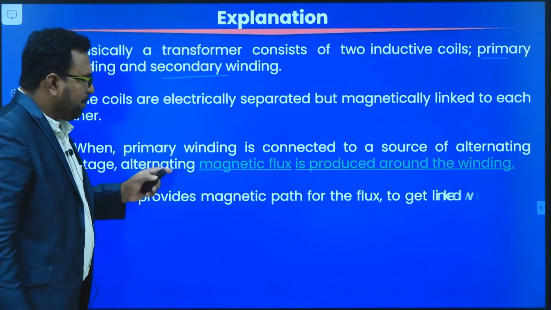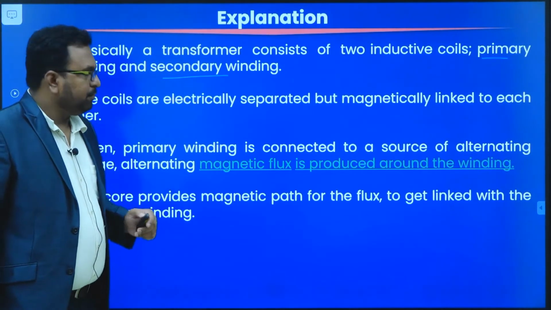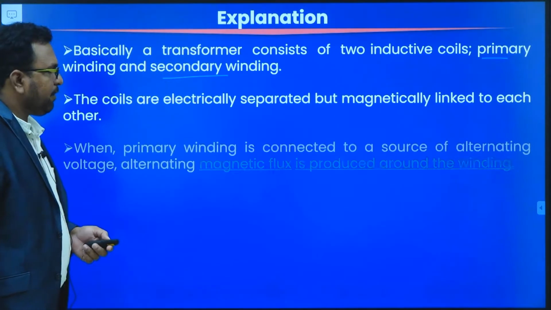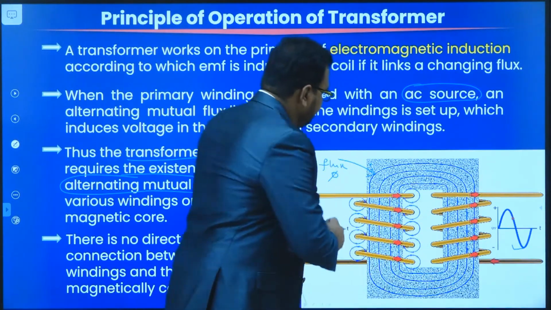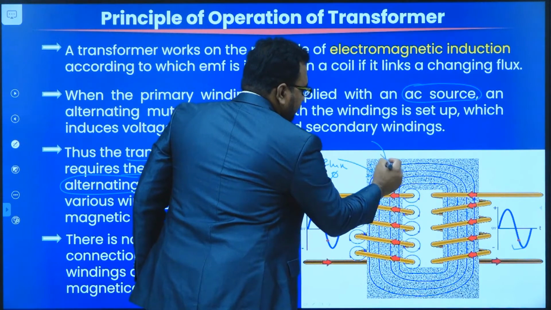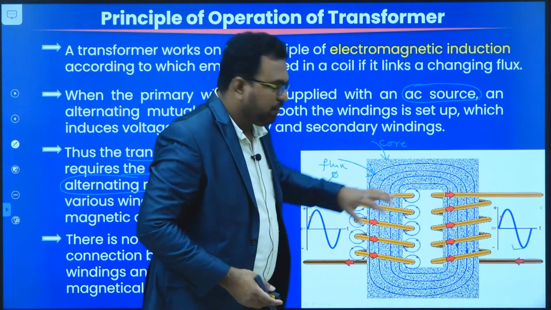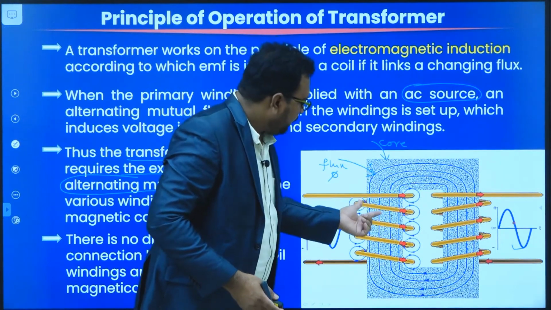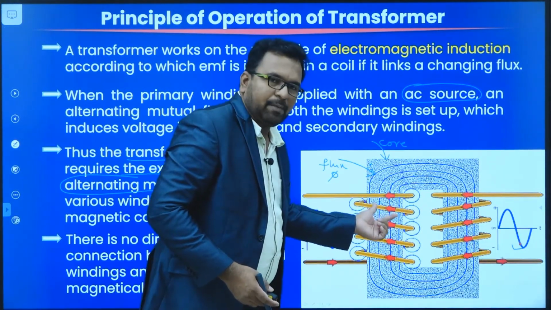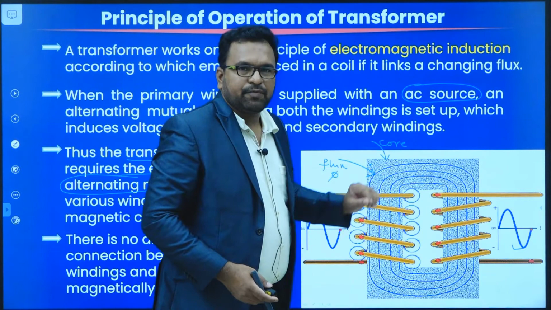The core provides the magnetic path for the flux linkage to get linked with the secondary winding. This is the iron core. So this is called the core. And what is the function of this core? When there is no core, what happens? Whatever the flux produced by the current in the primary winding, that will escape into the atmosphere.